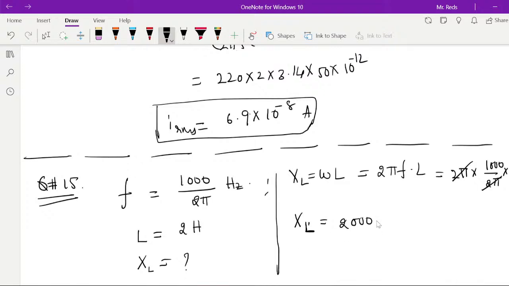What is the unit for reactance? Reactance is analogous to resistance. So ohm only. 2000 ohm. Or you can write it as 2 kilo ohm also. So depending on the options, you have to simplify this further, ohms or kilo ohms or whatever it is. That's it.